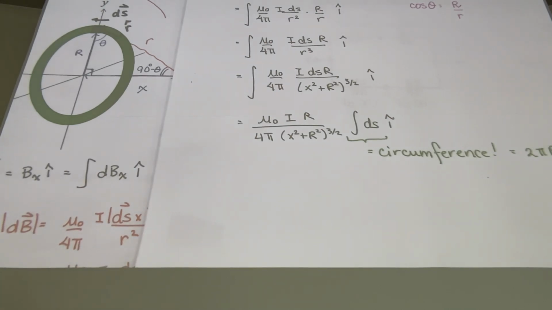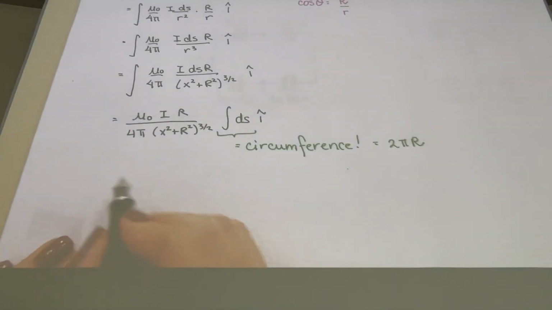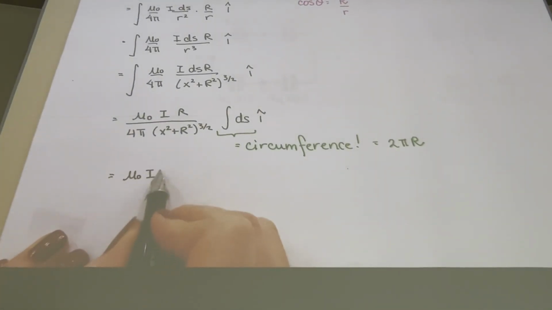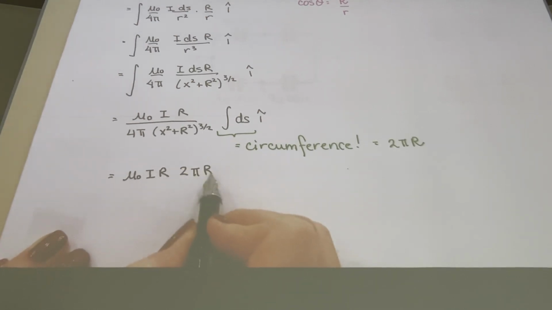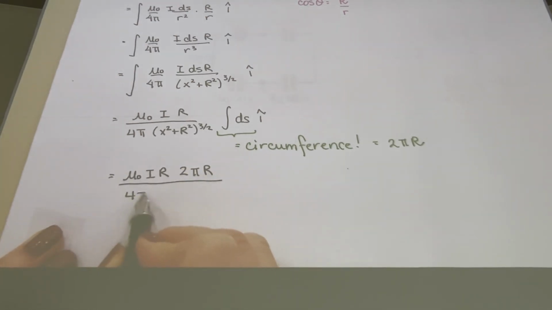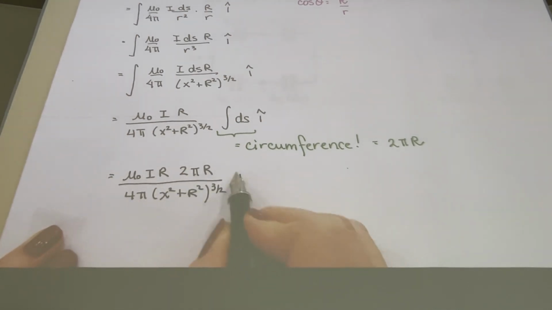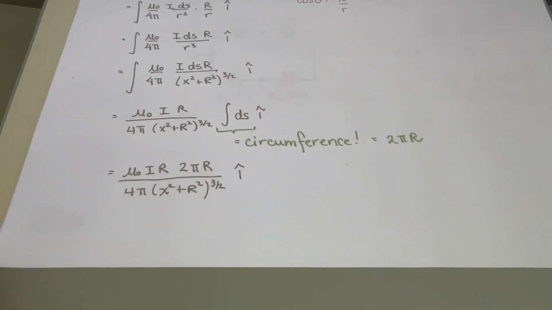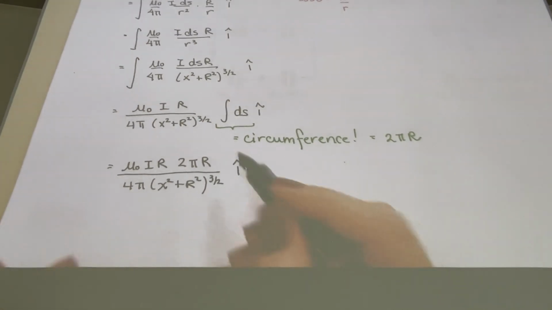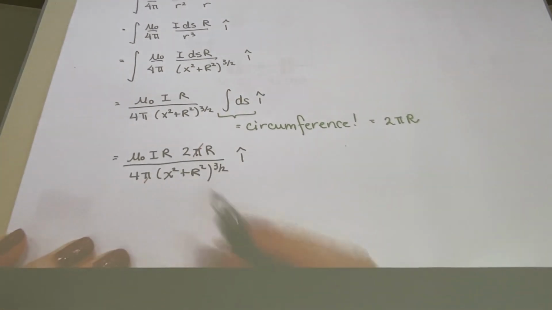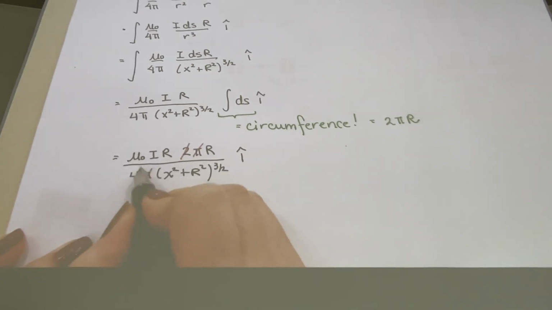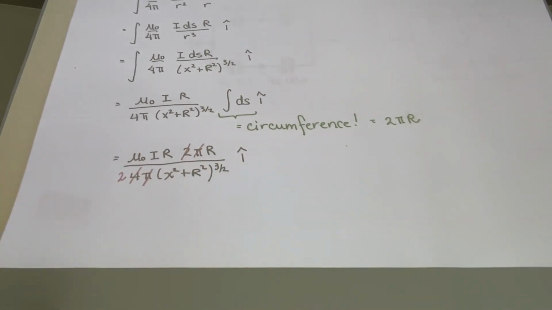Okay, let's get that into our answer. Mu naught times I times r times 2 times pi times r divided by 4 times pi times (x squared plus r squared) to the 3 over 2 I hat. Not the end of the world if you leave it looking like this, but we can simplify it a little bit. Pi on top, pi on bottom, so they divide out. 2 on top can go into the 4 on the bottom, leaving a 2 in the denominator. So we can simplify that a little bit.